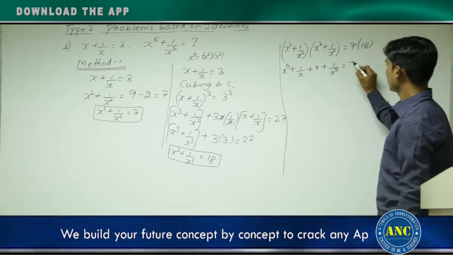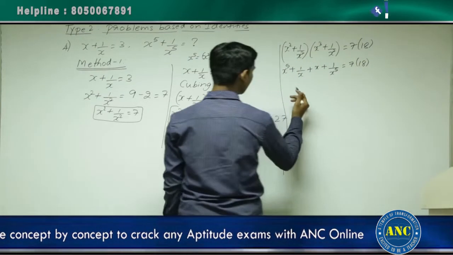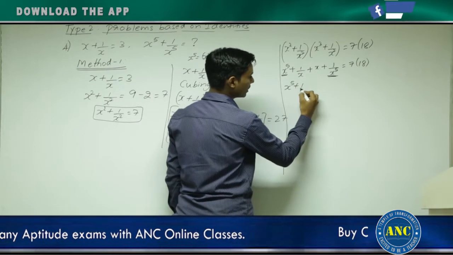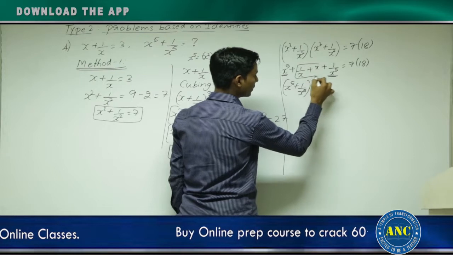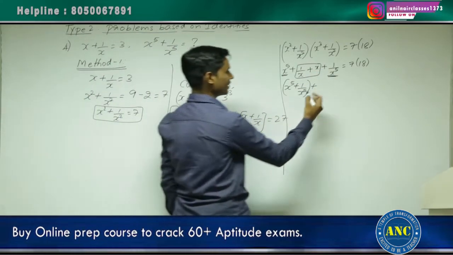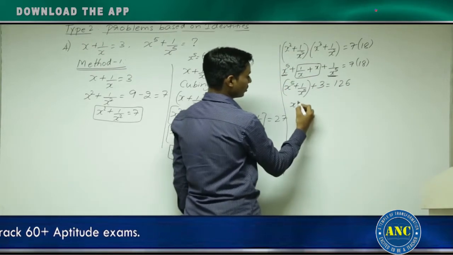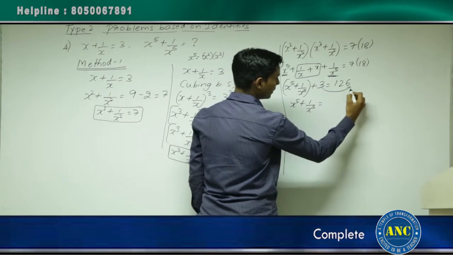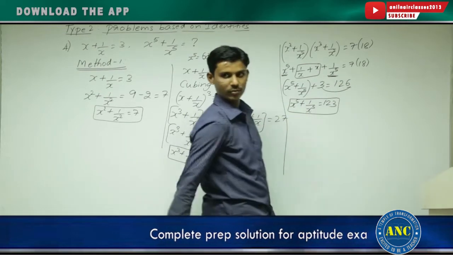This is nothing but 7 into 18. Now see here, if I simplify this, x power 5 plus 1 by x power 5 is what I require. I will keep them together, plus x plus 1 by x. What is the x plus 1 by x value? It is given in the question as 3. So 18 into 7 is 126, and x power 5 plus 1 by x power 5 is 126 minus 3. The answer for this question is 123.